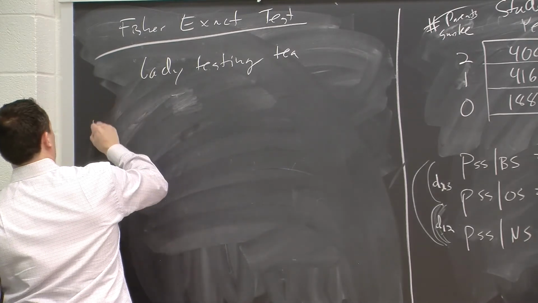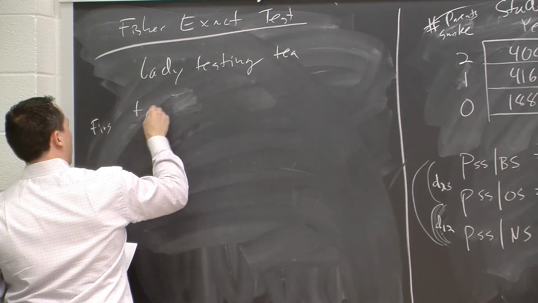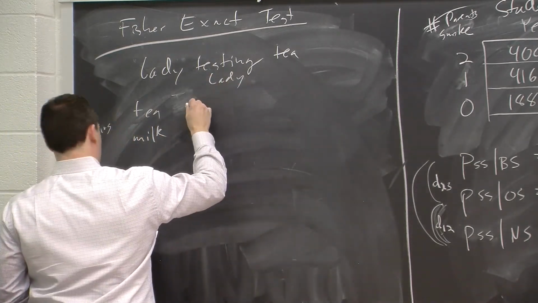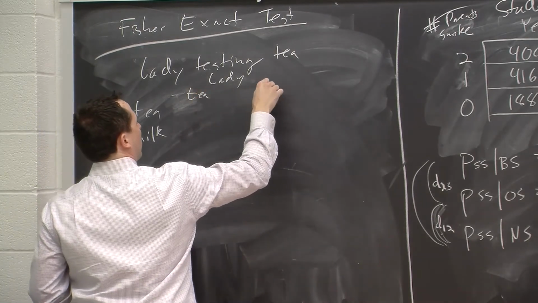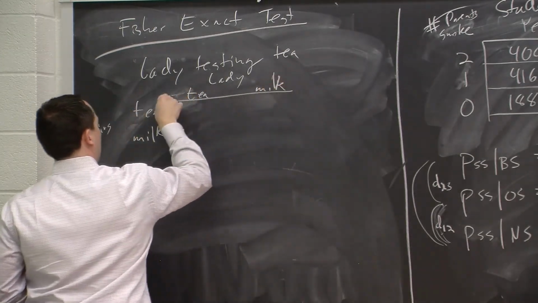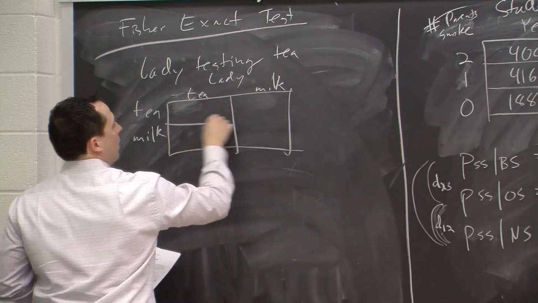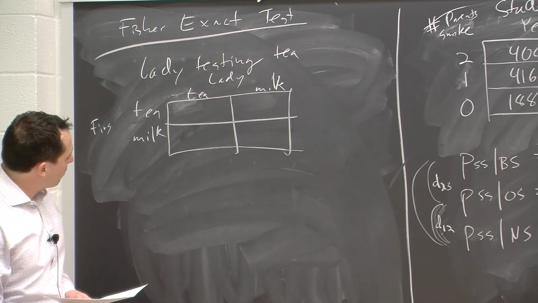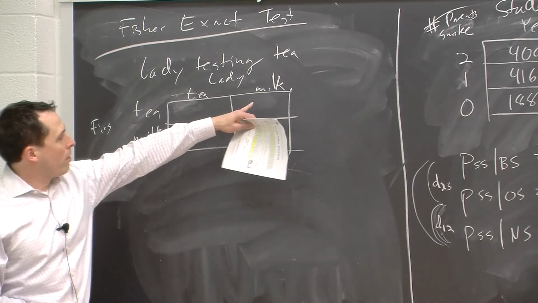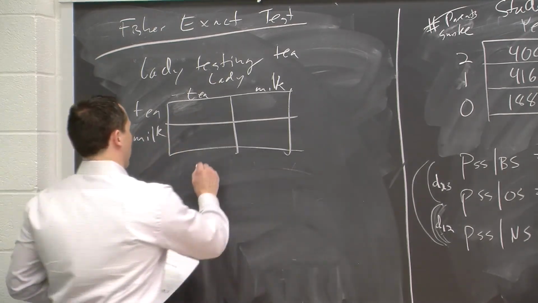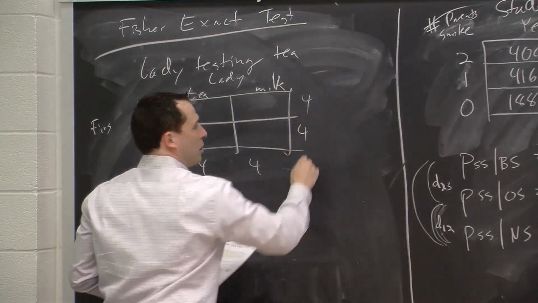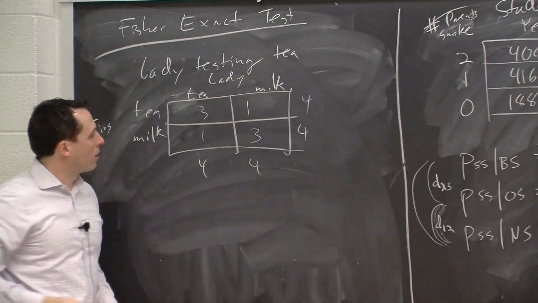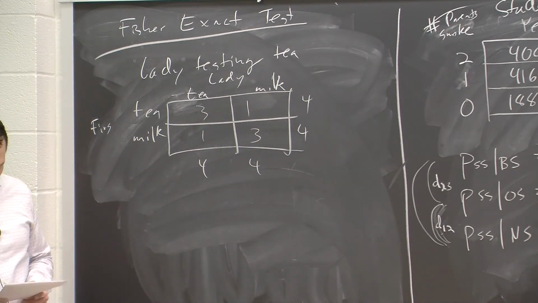So we have first either tea or milk, and the lady thought it was either tea or milk. And this is going to be both rows and columns fixed. That is, we poured the same number of cups. We poured 8 cups, 4 tea, 4 milk, and we told her it was 4 tea, 4 milk. So we fixed the row and column totals, so we have a hypergeometric sampling. And the outcome looked like that. So hey, she was pretty good.